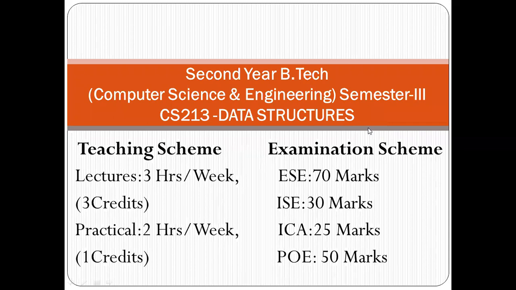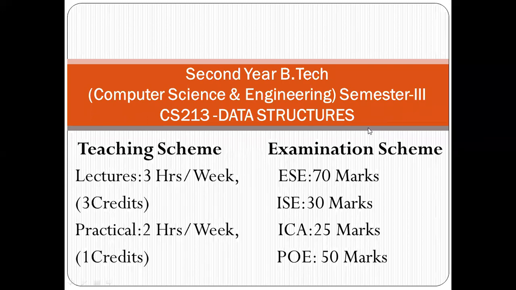In data structure there are 8 units. The first ISC will be conducted on the first 3 units. After that, the next ISC will be conducted on the next 3 units or 2 units, depending on the syllabus completion status. After that, on the remaining units, the third ISC will be conducted. And the average of all the ISCs will be considered as your final marks of the ISC.